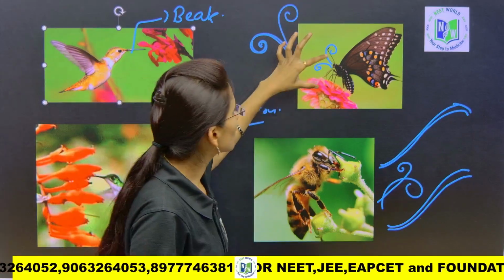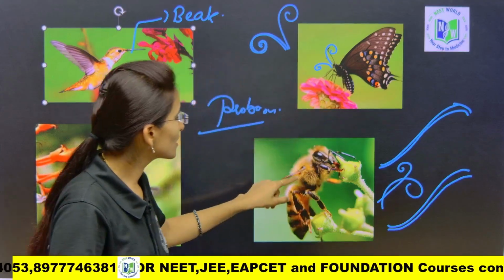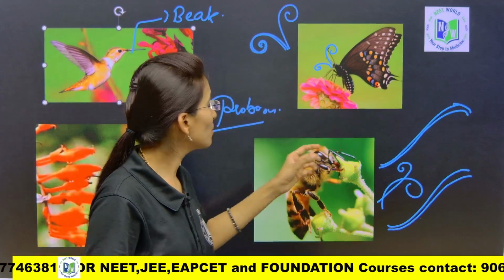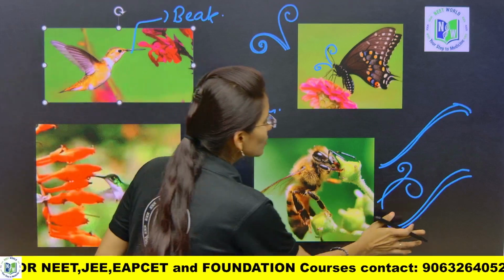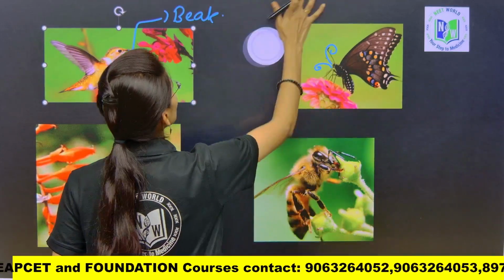And next here, the butterfly is going to use the proboscis, and next the honeybee is going to use the tongue to extract the nectar, or else to suck the nectar from the flowers. Clear with this?